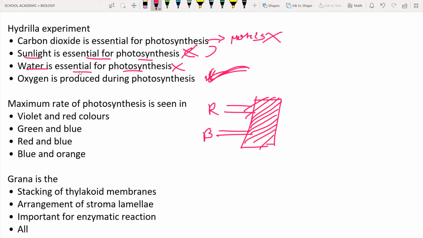First option: violet and red. Red is correct, but violet is wrong, so this option is wrong. Second is green and blue. Blue is correct, but green is wrong. Green color is not required, so this option is also wrong. Next, red and blue. Yes, this option is correct. We have to check the other option too. Blue and orange: blue is correct, but orange is wrong. So we can confirm that the third option is correct. The maximum rate of photosynthesis is seen in red and blue colors.